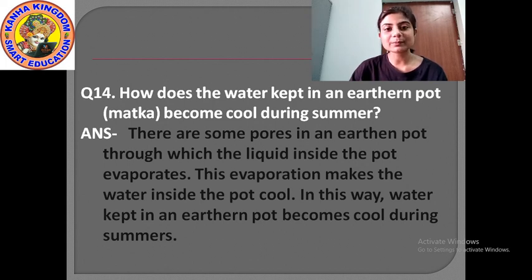So what is the reason behind it? The earthen pot contains some tiny pores in it, which help in evaporation. And when evaporation takes place, it absorbs the heat from the surrounding. Yes or no? Making the surrounding cool. That is why the water kept in the matka becomes cool during summers. Okay?